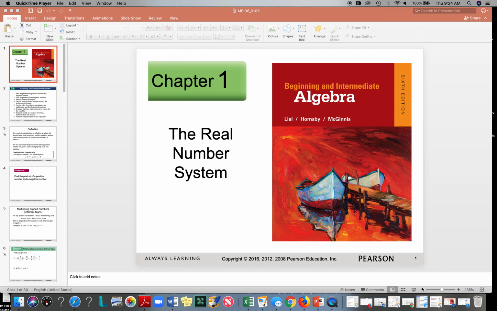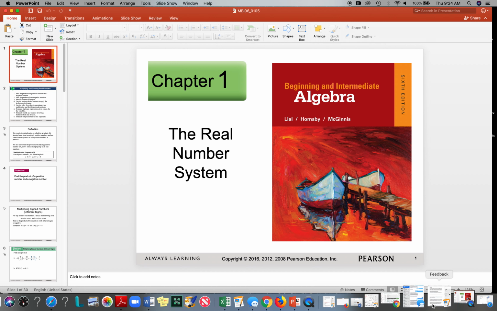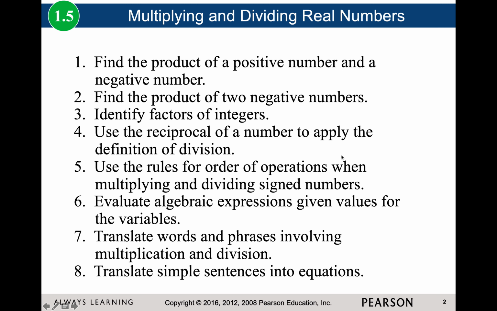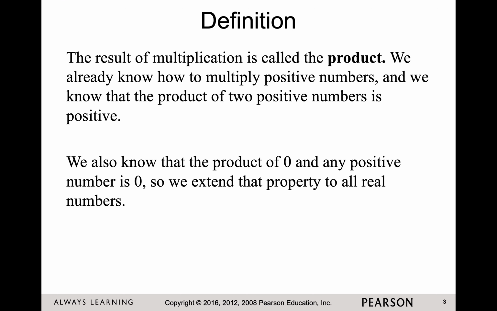We're going to go ahead and take a look at 1.5. We're going to be continuing our journey with integers here and looking at some different integer operations. So this is a list of how we're going to multiply and divide real numbers. So last we added and subtracted. Now we're going to multiply and divide those real numbers. By real numbers, we mean positive and negative numbers.